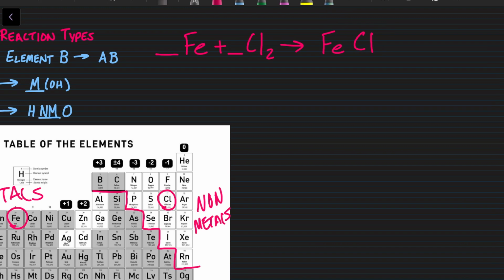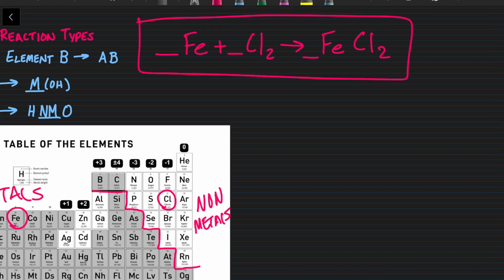So now that means that I have a 2 in front of the chlorine, and then my iron is just going to be a 1, but it's going to be redundant, so we're not going to write it. And then the next thing, I just got to make sure that it is balanced, which in this case, it looks like it is. So that is my final answer.